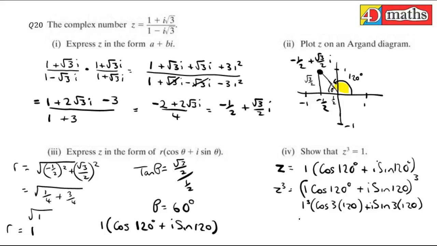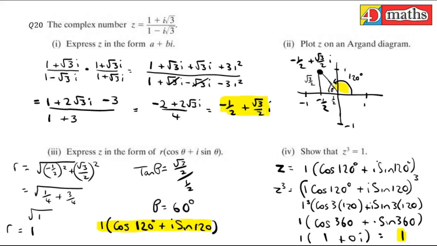So 1 cubed is 1. 3 times 120 is 360, plus i sine 360. So using your log book or your calculator, cos of 360 is 1 and sine of 360 is 0. So once you multiply that out, you get an answer of 1. So there's my answers for each of the 4 parts. And there's my Argand diagram. Okay.